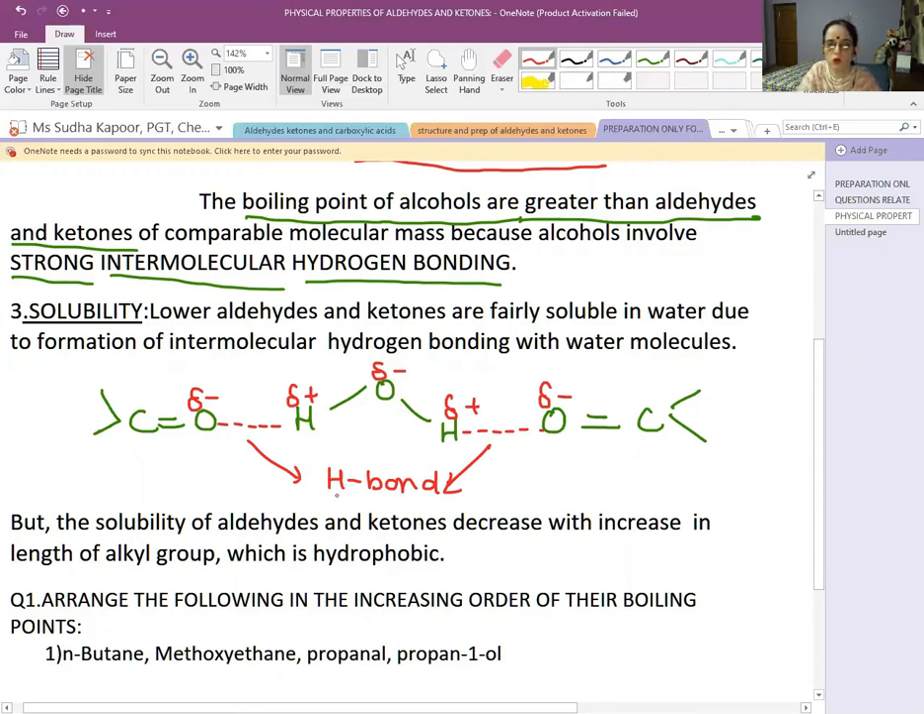But this solubility goes on decreasing if we increase the size of the alkyl group, because the alkyl group has a hydrophobic nature. So it makes solubility in water difficult.